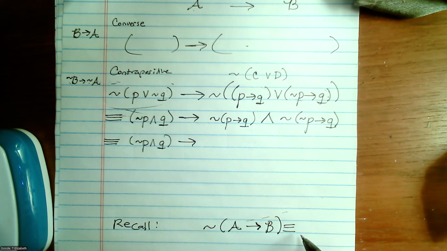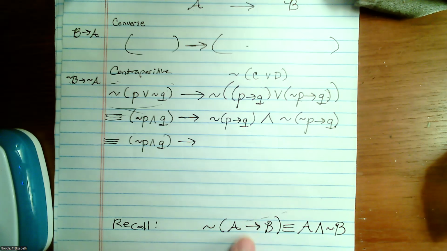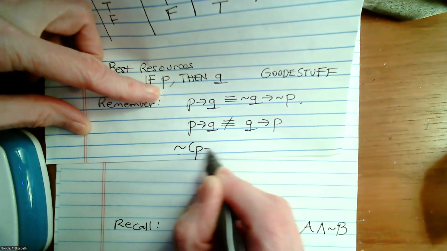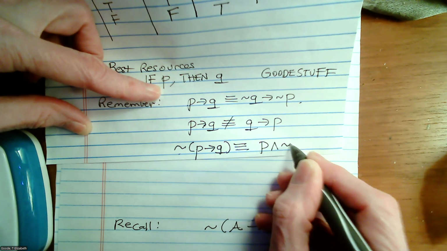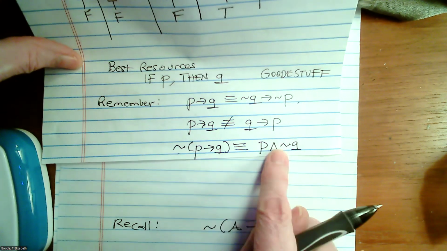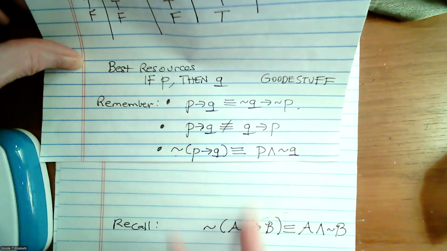Not A and B? Almost. No, it's A happened and B did not follow the way it was supposed to. So I'm going to add that to the things to remember. The other thing to remember is that the negation of P implies Q is P happened and the conclusion Q failed to follow. I'm going to add that to our list of things. You don't have to remember everything, but there are a few things you really do need to remember.